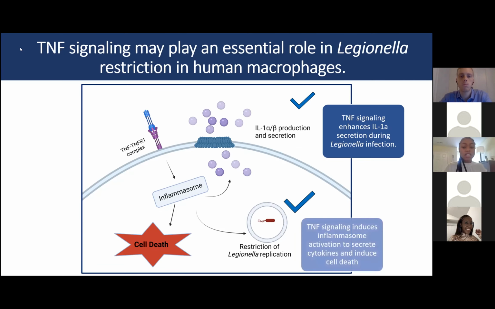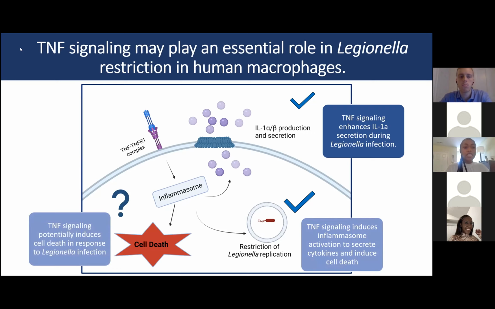Additionally, the data has provided knowledge that TNF signaling does lead to effective restriction of Legionella infection in human macrophages. This also suggests that TNF signaling induces inflammasome activation. However, further studies using ELISA analysis, Western blot analysis, and flow cytometry would help us to elucidate more into the role of inflammasome activation. The LDH assay data that I showed to you suggests that TNF signaling potentially induces cell death in response to Legionella infection as an effective immune defense. However, continuing using LDH analysis and even PI uptake as a method to see how cell death plays an essential role in restricting Legionella replication downstream of TNF signaling will be helpful.